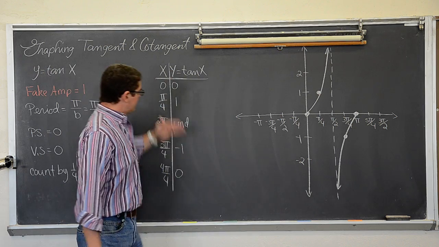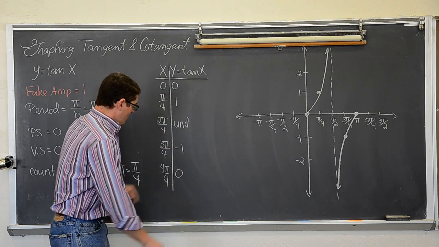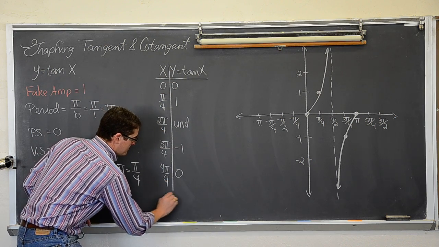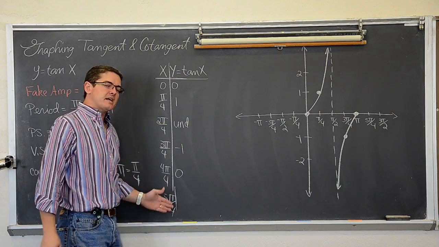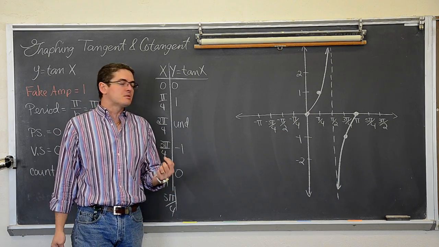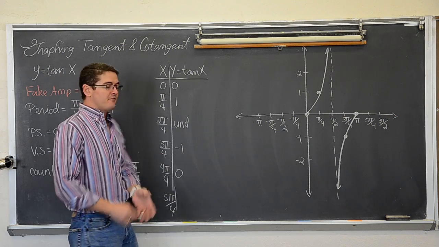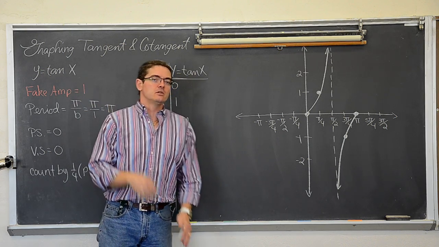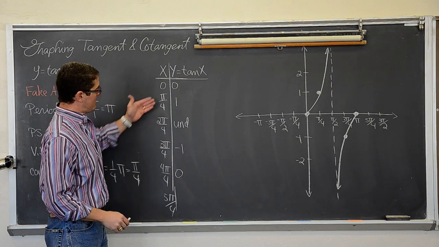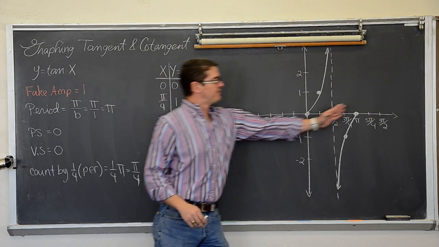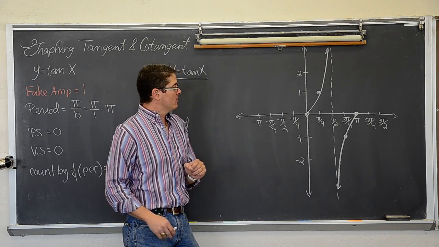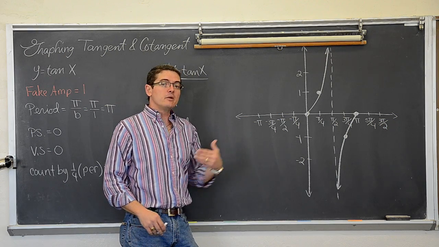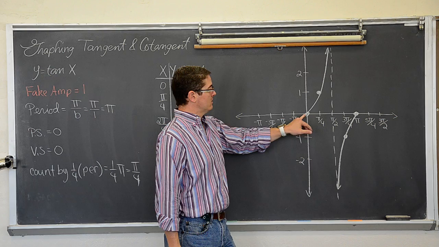So the first time you graph tangent, you might want to just extend your t-table a little bit to get you used to the pattern. Now, I know that 5 points will set up 1 period of a trig function when you start at the phase shift and you count by a quarter of the period. So even though this looks funny, I do know that it's 1 period. So let's just start repeating the pattern.